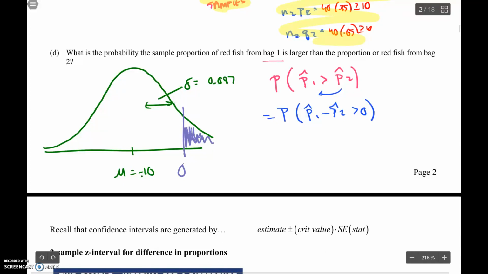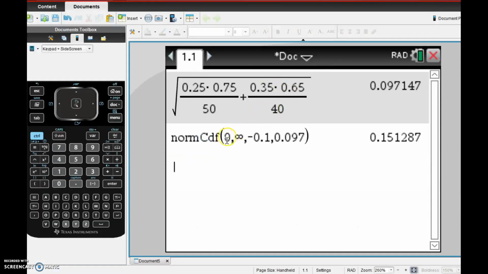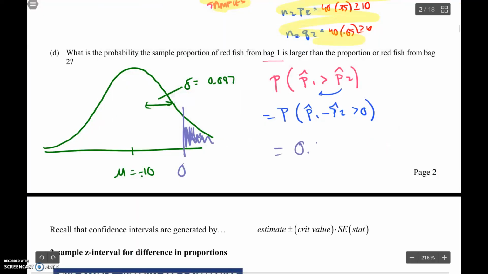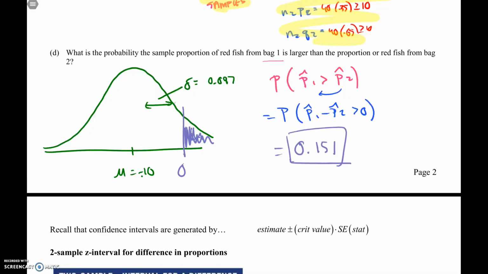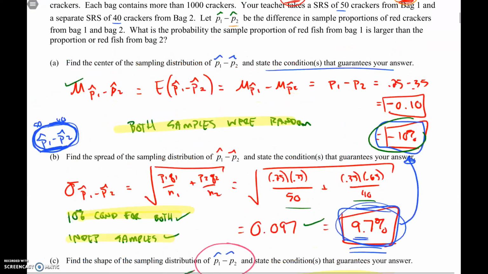So normal CDF, I want to go from 0 to infinity. The mean is negative 0.1, standard deviation is that. Hit enter, 0.151. So if we take a sample size 50 from the red bag and a sample size 40 from the second bag, and take the difference in those sample proportions, there's a 15% chance that the sample proportion of red in the first bag is actually going to be bigger than the sample proportion in the second bag. Okay? This is a pretty complex probability question, just to let you know.